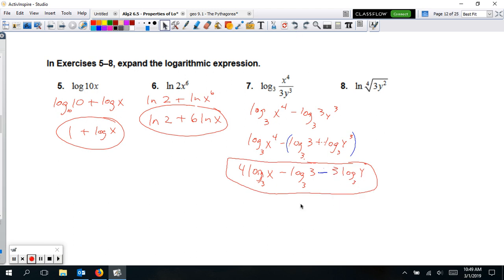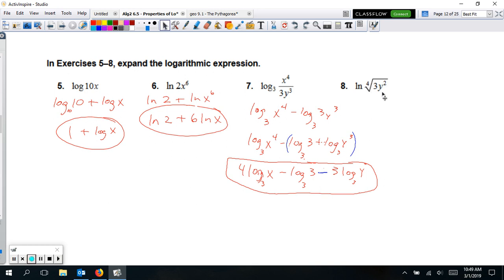The only thing we could do last here, and I didn't do it, is change this right here, log base 3 of 3, into 1. And we might want to do that on this one, but we could change that into a 1 if we needed to. But I just left it like that on this one. Number 8. We have a root sign in here, a fourth root.